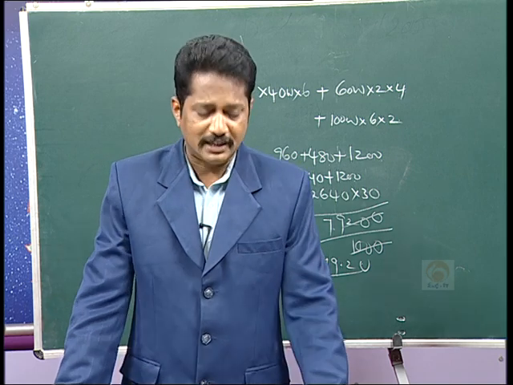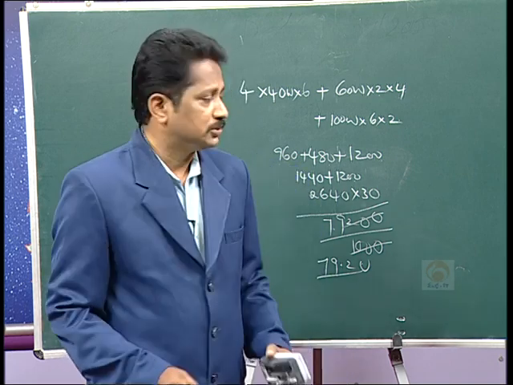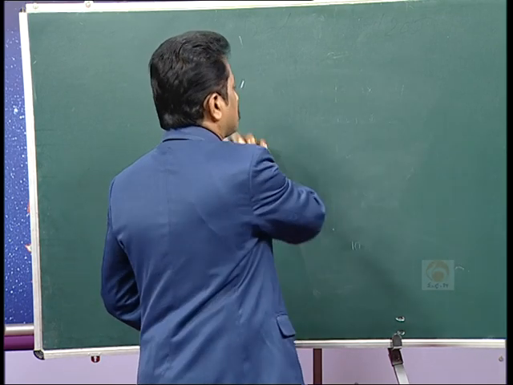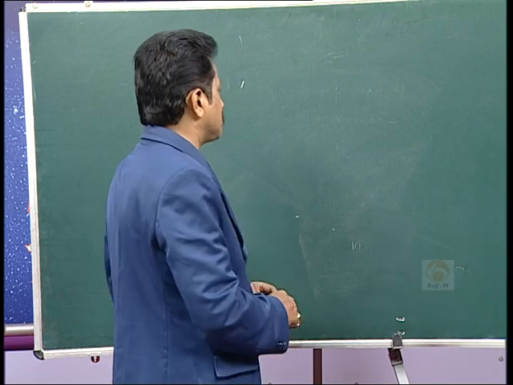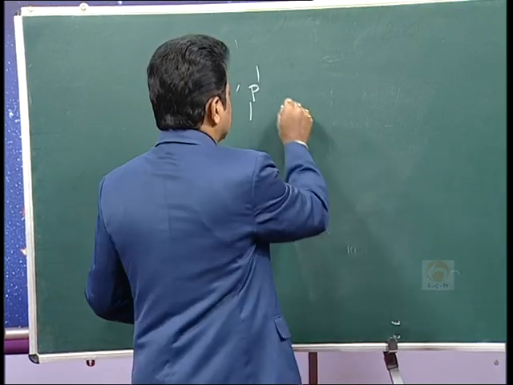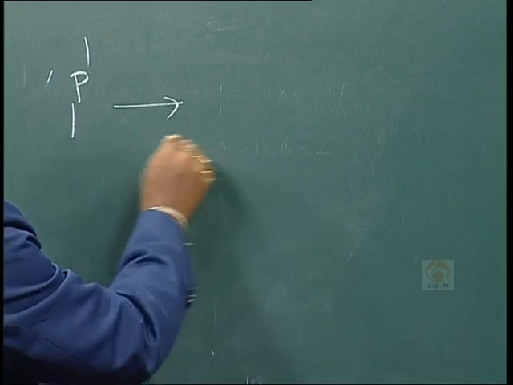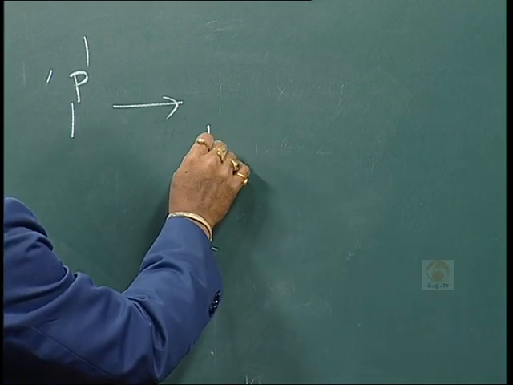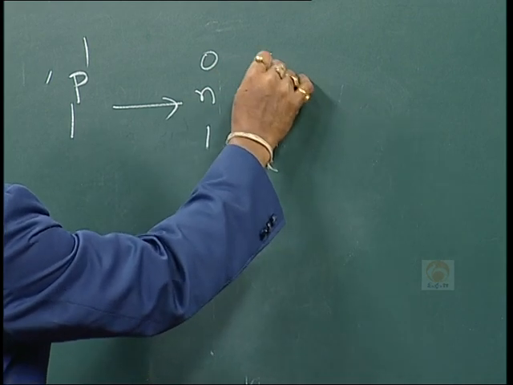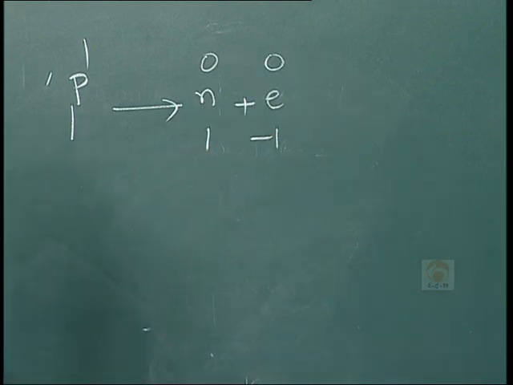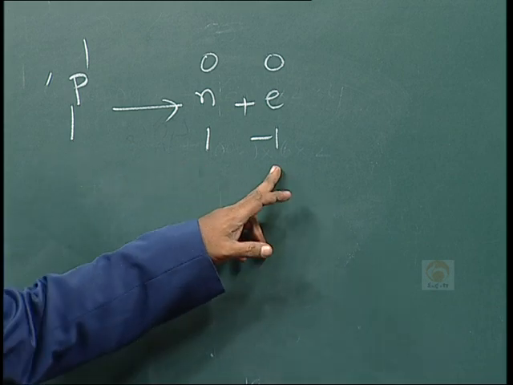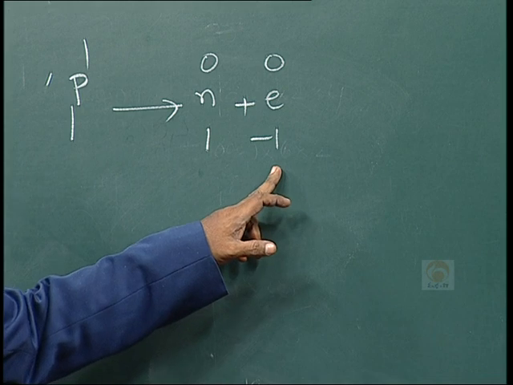So for example, I will give a small example to you. A proton will be converted into a neutron, and a neutron will be converted into a proton. So what is a proton? You can say 1p1. The proton will be converted into a neutron, 1n0 plus -1e0. The proton is converted into a neutron, and the other one is called an electron.